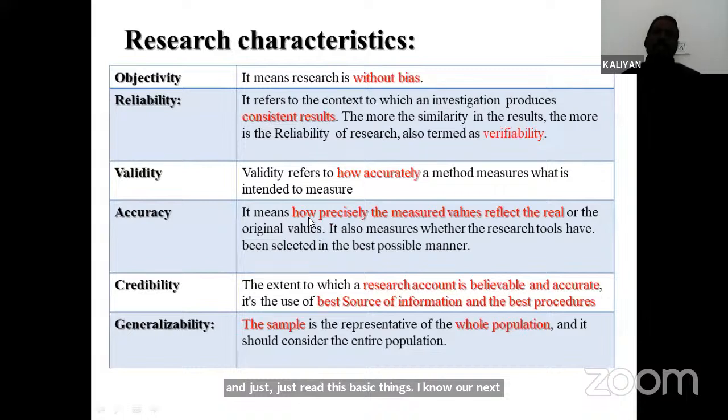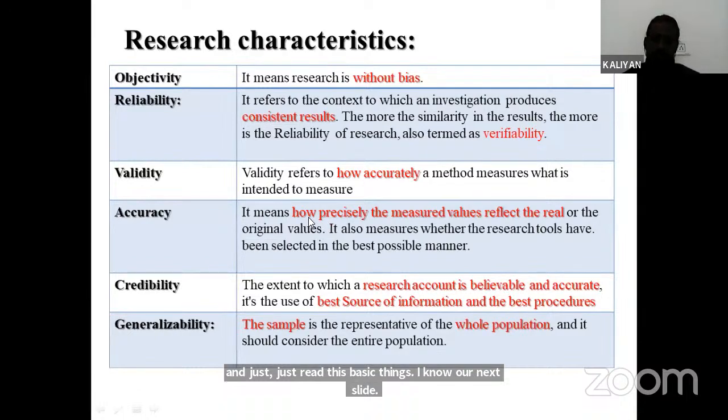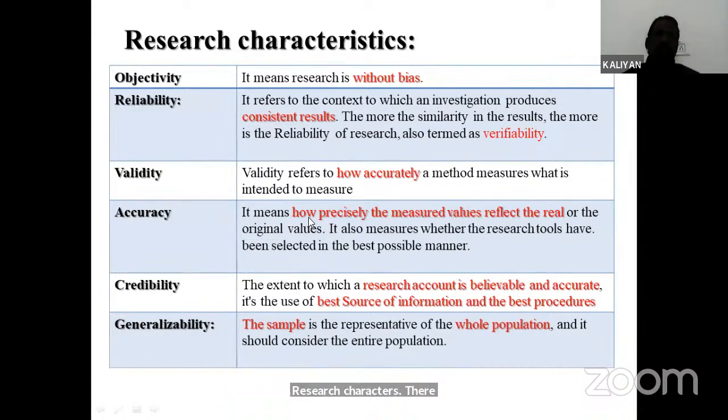Research characteristics. There are different characteristics in the research. So first one, the objectivity. Objective means research should be without the biasness. So research should be without the bias. Our own influence or our own idea will not be included in the research. That means the objectivity. And second one is the reliability.